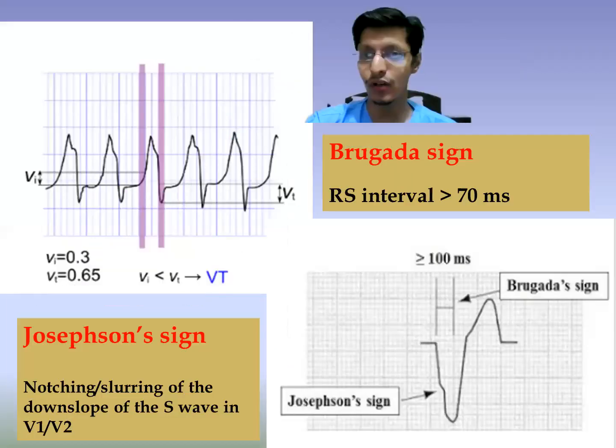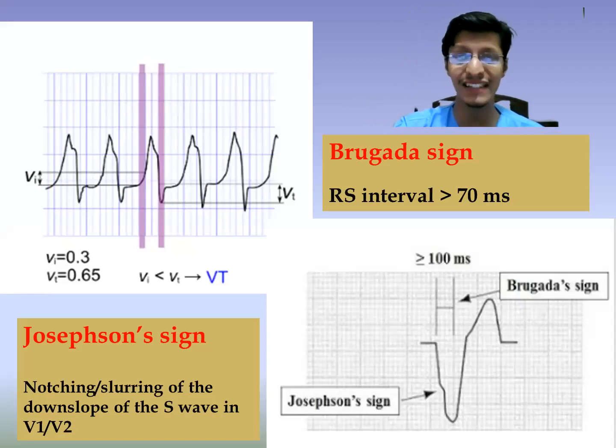Now next, what I was talking about, the Brugada and Josephson signs, we'll see this diagram. So let's first look at the upper diagram. What we can see is that there are broad complex QRS.